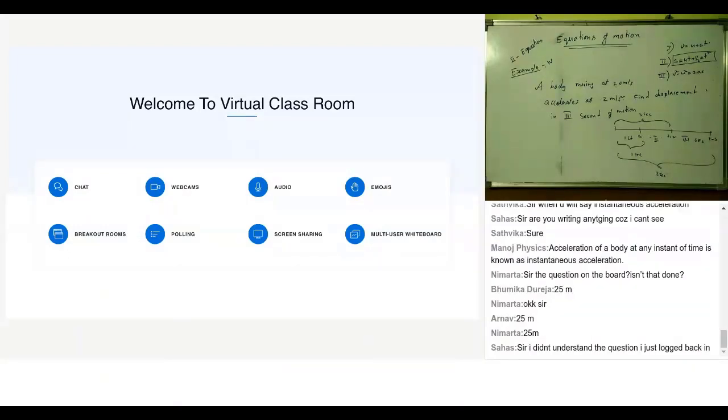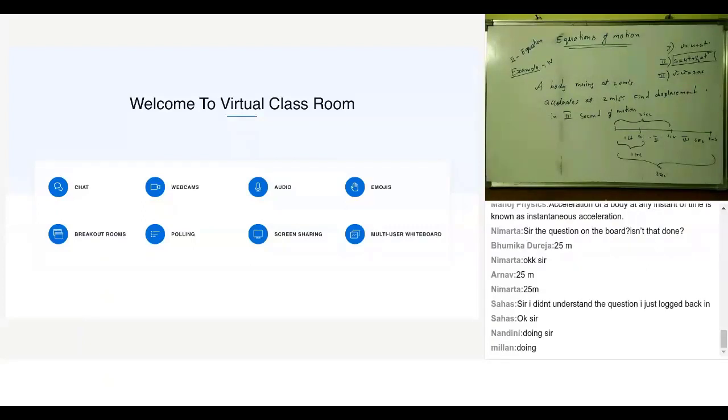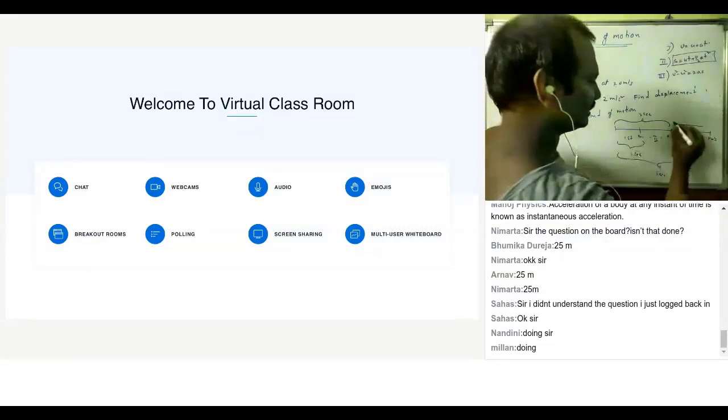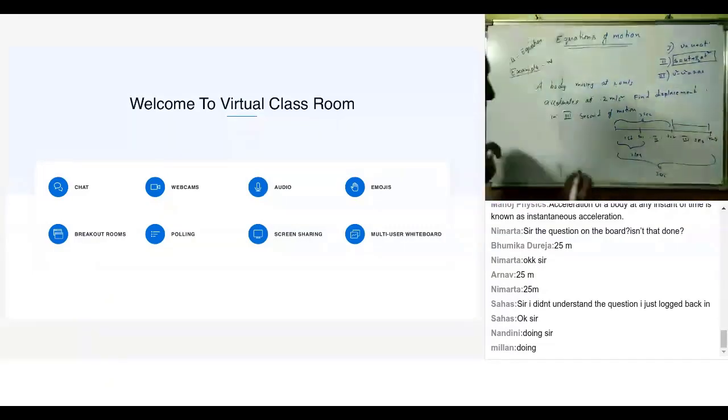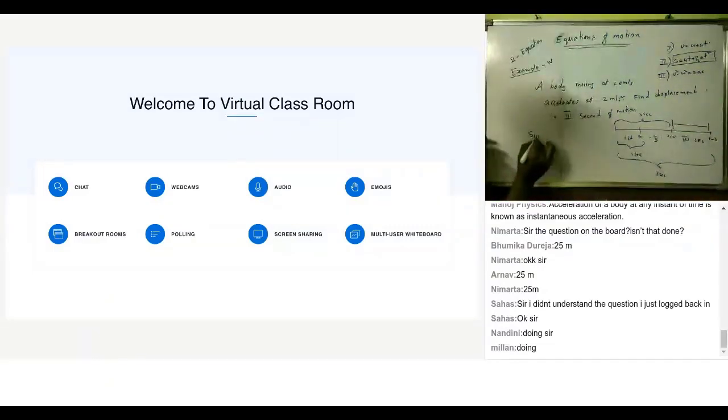Right? So how do we find the displacement in third second? We find displacement in 3 seconds and we find displacement in 2 seconds. Subtract displacement in 2 seconds from displacement in 3 seconds. So that will give you displacement in third second. The displacement in third second is only this part. Right? This part is displacement in third second. So I can say displacement in third second is equal to displacement in 3 seconds minus displacement in 2 seconds.